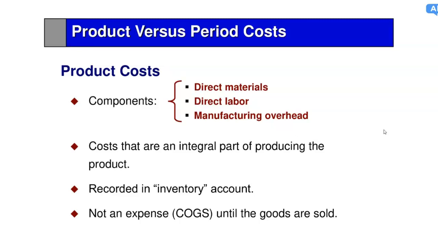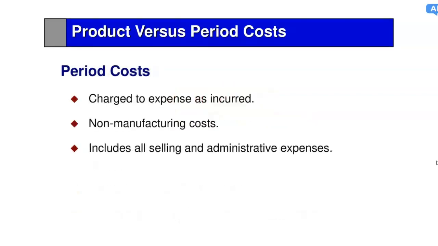So keep that in mind. They are an asset. These costs are not expenses. As I produce them, they're an asset for the company, and that asset being finished goods inventory. They do become an expense once I sell. So product costs are the cost to produce the product.